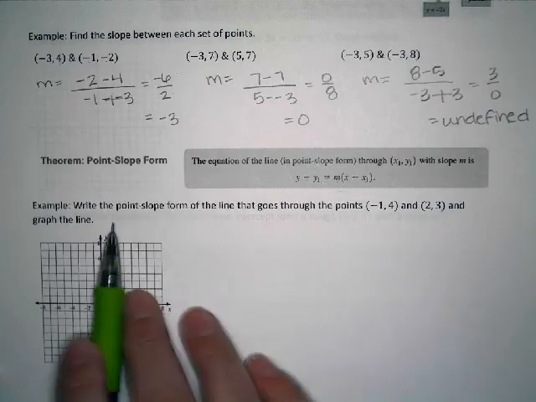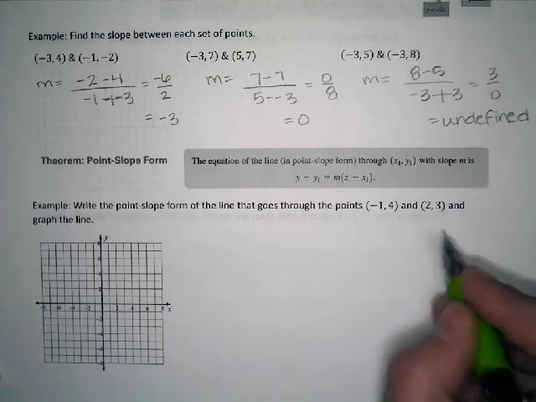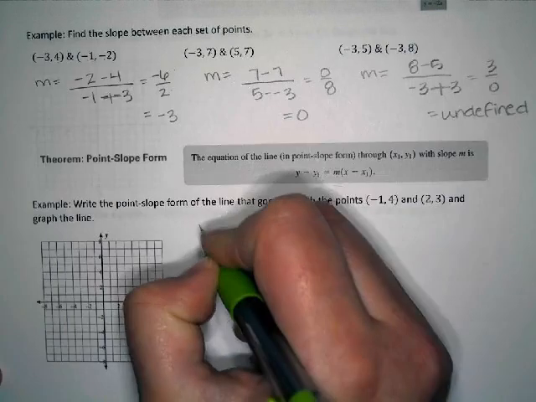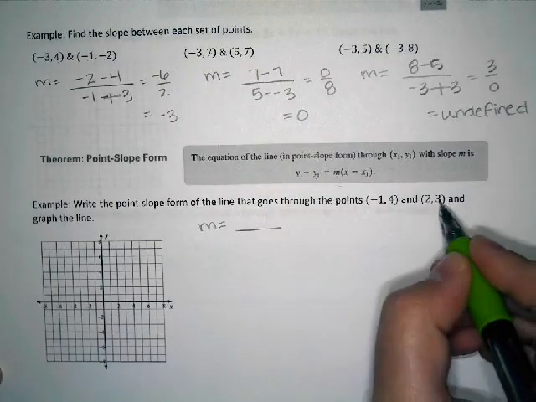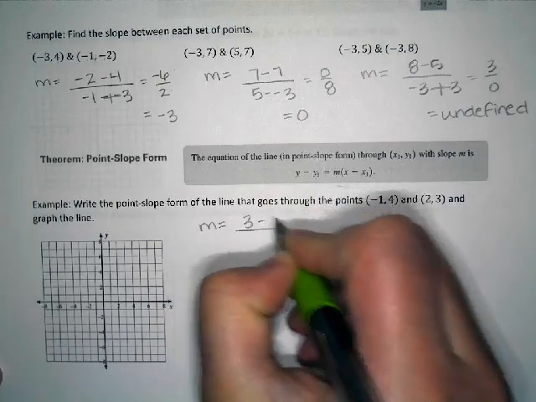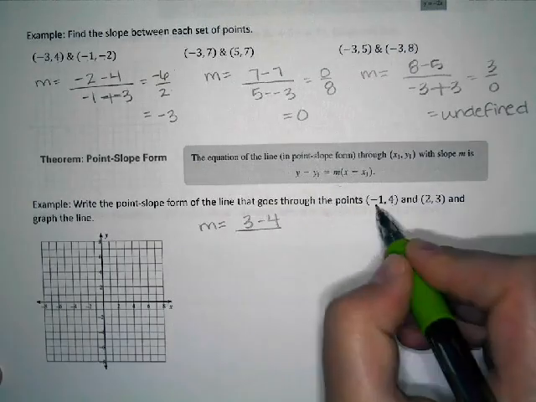So it says write the point-slope form of the line that goes through these points. So first we're going to find the slope. So 3 minus 4 over 2 minus negative 1.